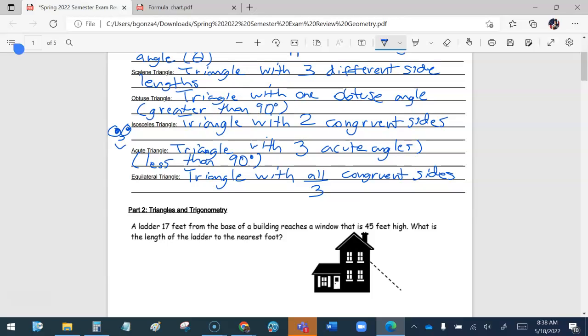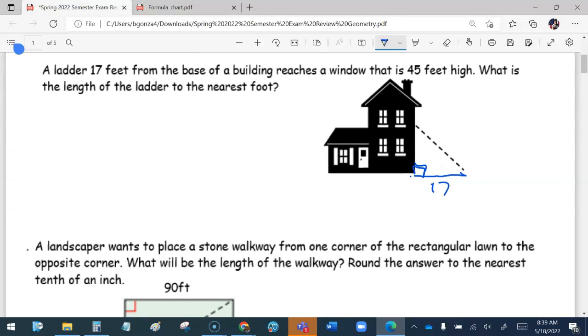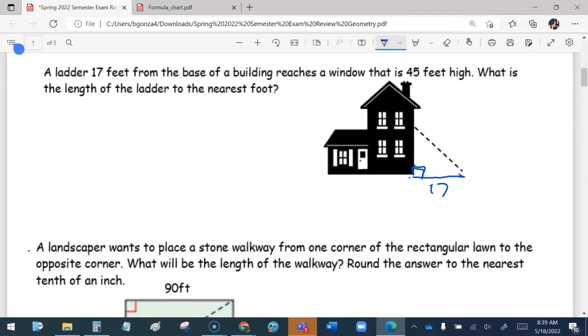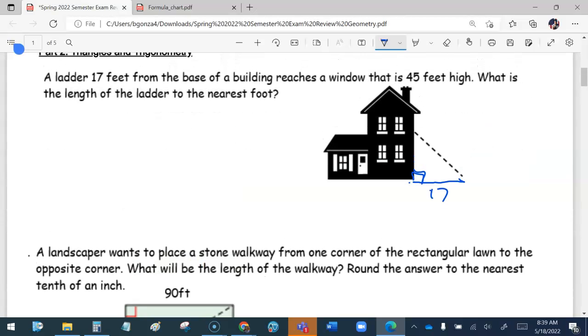Now, what we're about to do is get back into triangles and trigonometry, okay? You're gonna remember this trigonometry stuff. So, a ladder 17 feet from the base of a building. So, here's my house, here's my ladder, and it says it's 17 away from the building. So, this makes a right triangle, and this is gonna be 17, okay? Reaches a window that's 45 feet high. What is the length of the ladder to the nearest foot?